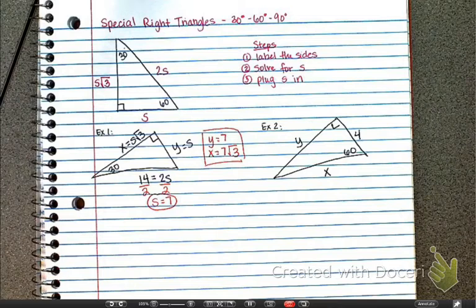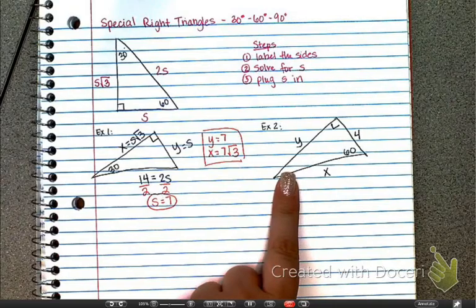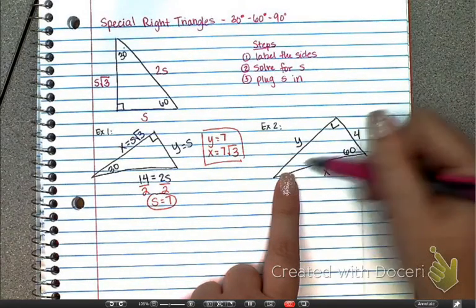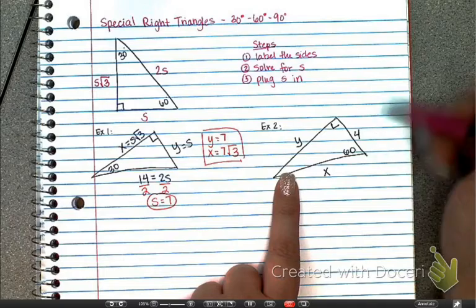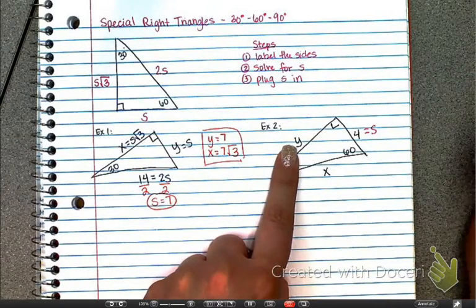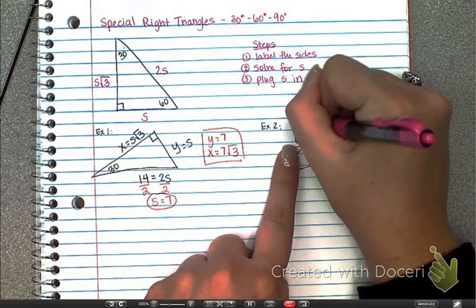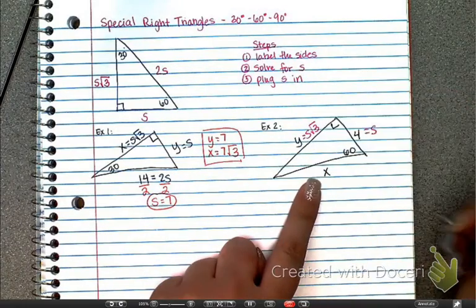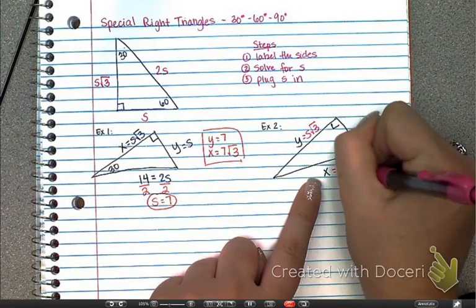Okay, we're going to do it again together. So, my 30-degree angle is here, right? It's not shown. Everyone okay with that? Okay. So across from 30 is S. Across from 60 is S square root of 3. Across from 90, 2S.